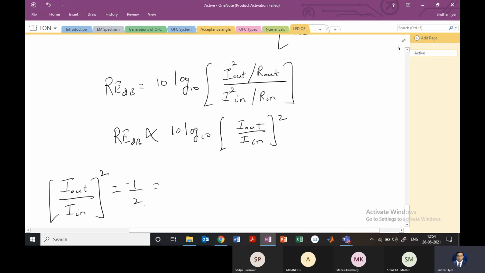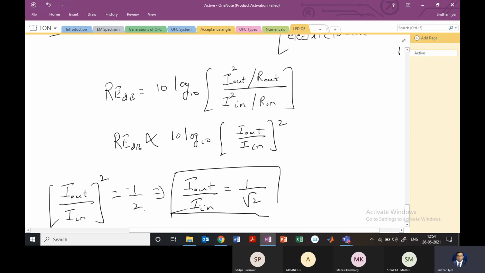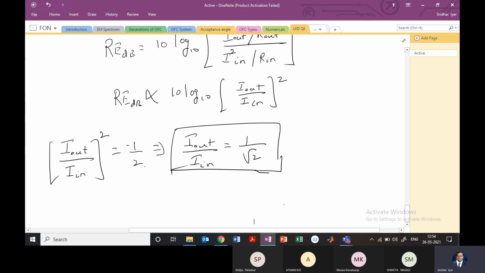Therefore, I out divided by I in, if we remove the square value there, is 1 by root 2. That is what we have used before in drawing that graph, right? So in the electrical domain, bandwidth is defined as the frequency when output current has dropped to 1 by root 2, or 0.707, of input current. That is where you define the electrical bandwidth.